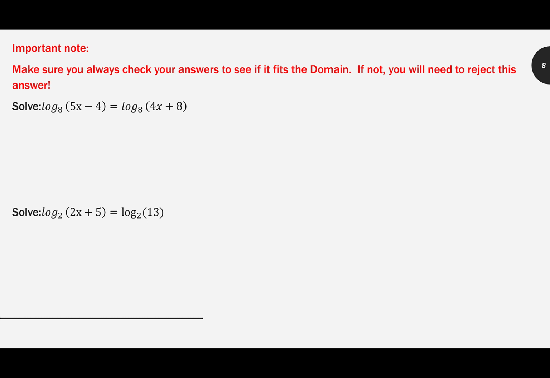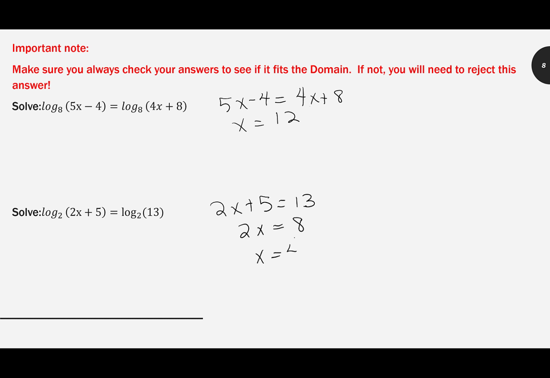The next one says log base 8 of 5x minus 4 is the log base 8 of 4x plus 8. So 5x minus 4 is 4x plus 8. I move the 4x over, that's x. I move the 4 over, that's 12. If I put 12 in, I get positive, positive. Go to the next one. Log base 2 of 2x plus 5 is log base 2 of 13. 2x plus 5 is 13. 2x is 8. X is 4.